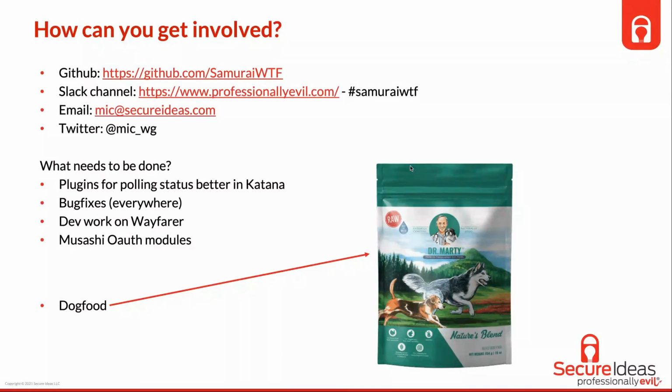In fact, I've got a section on what needs to be done. This is very much my list that I didn't run past anybody else, but my personal things that I am not finding the time to do right now, but would really like to work on. Pulling the status better, particularly around that one Docker Swarm one for Wayfarer. Bug fixes. There are bugs in places.